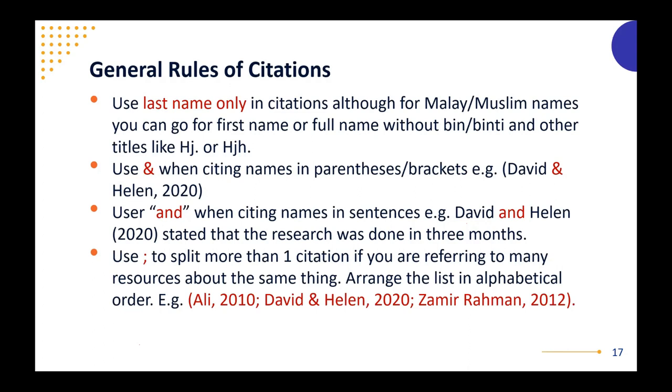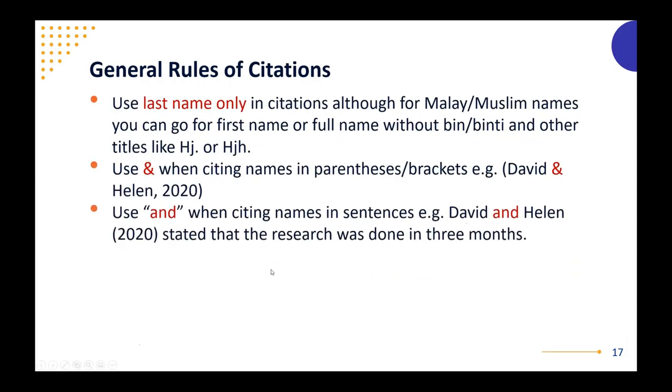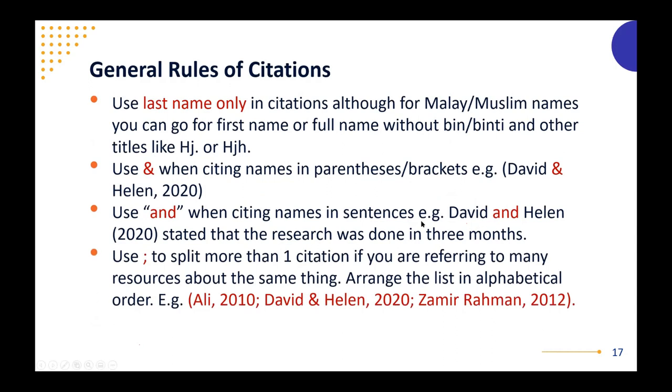Use "and" when citing names in parentheses and brackets, I think you need to know: use the ampersand symbol. Every time you put a citation, if it's in the brackets or in the parentheses, turn the "and" into an ampersand. All right? Sorry, not that. Use "and" when citing names in sentences, like David and Helen. Because it's part of the sentence, you cannot use the symbol. All right? That's why I mentioned this a lot.